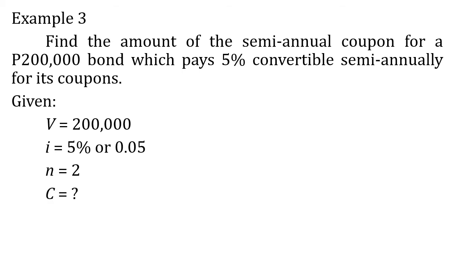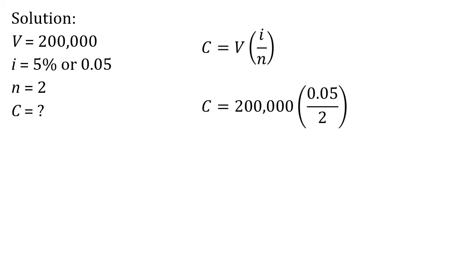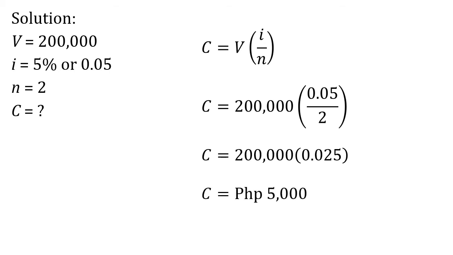So let us solve for the C. So C equals V times I over N. Just substitute the values, 200,000 times 0.05 over 2. C equals 200,000 times 0.025, which is 5,000 pesos.